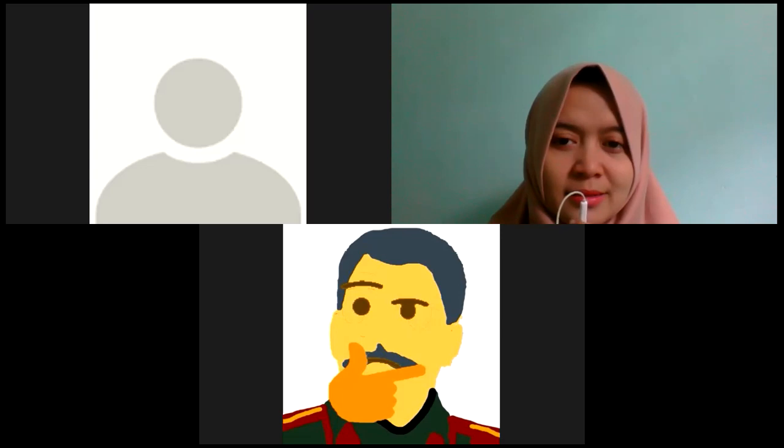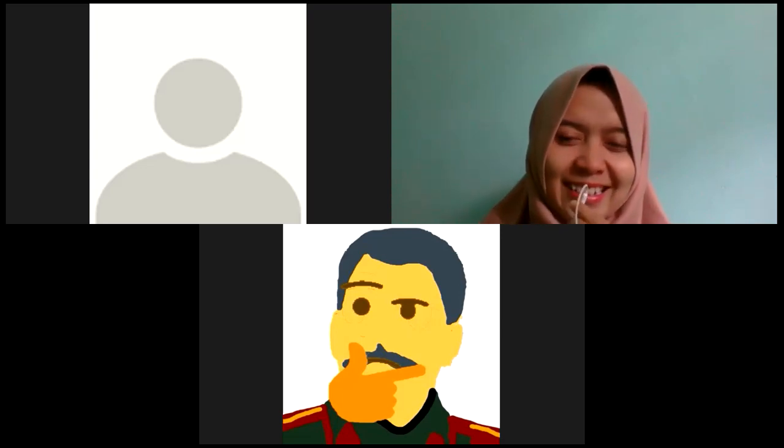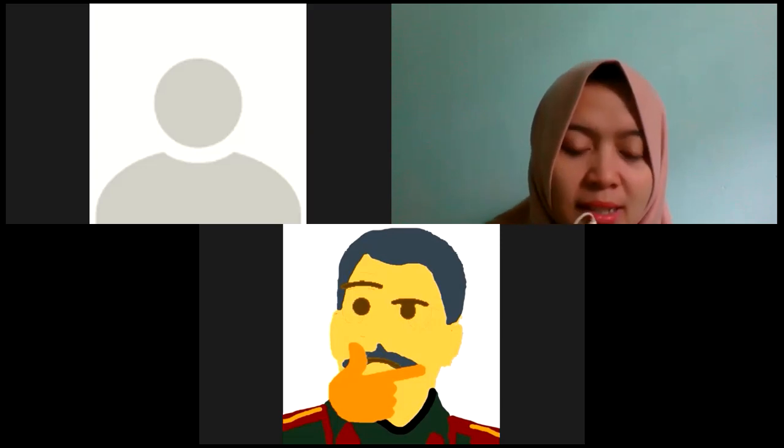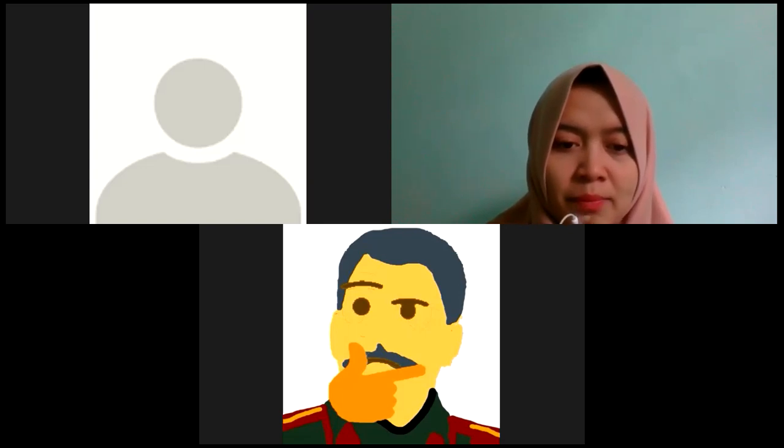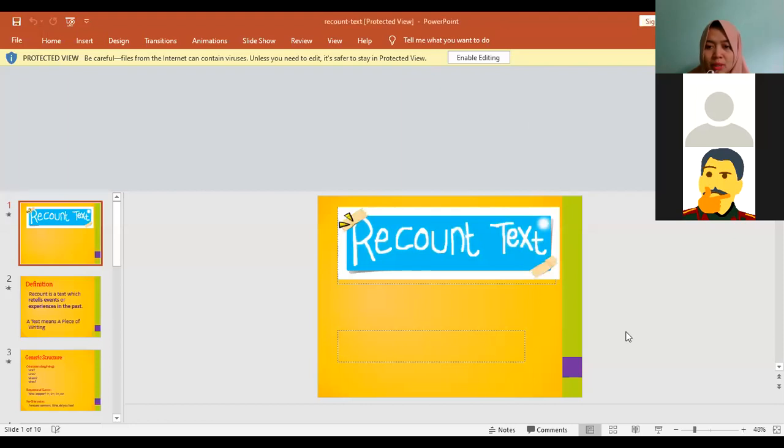Satria, do you still remember the generic structure of recount text? Orientation, and then the events, and the last one is reorientation. Okay. I'll review the recount text first, because after this, I want you to revise a recount text.